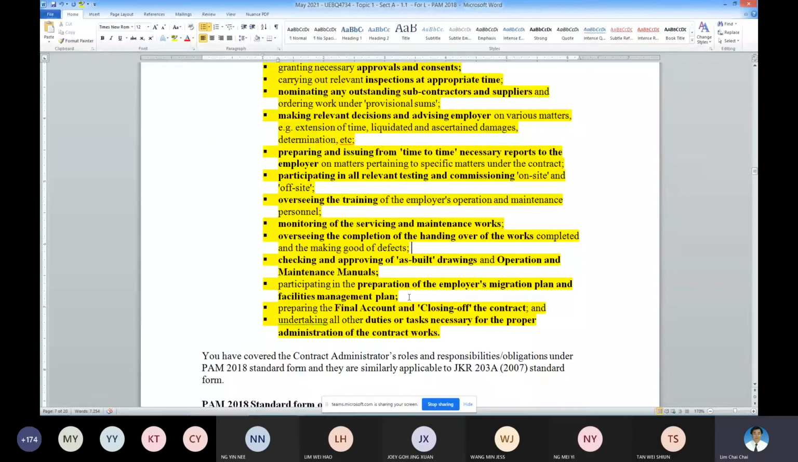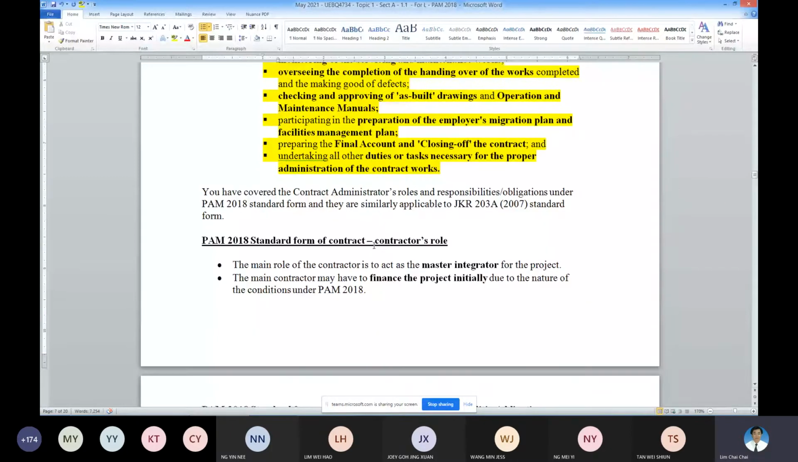The next item will be under the PAM. We go into the next parties. So generally under the PAM, there are three important parties: the owner, the contract administrator, they administer the project on behalf of the owner, and the third one will be the contractor. Okay, the contractors are the parties inside this so-called traditional procurement system.